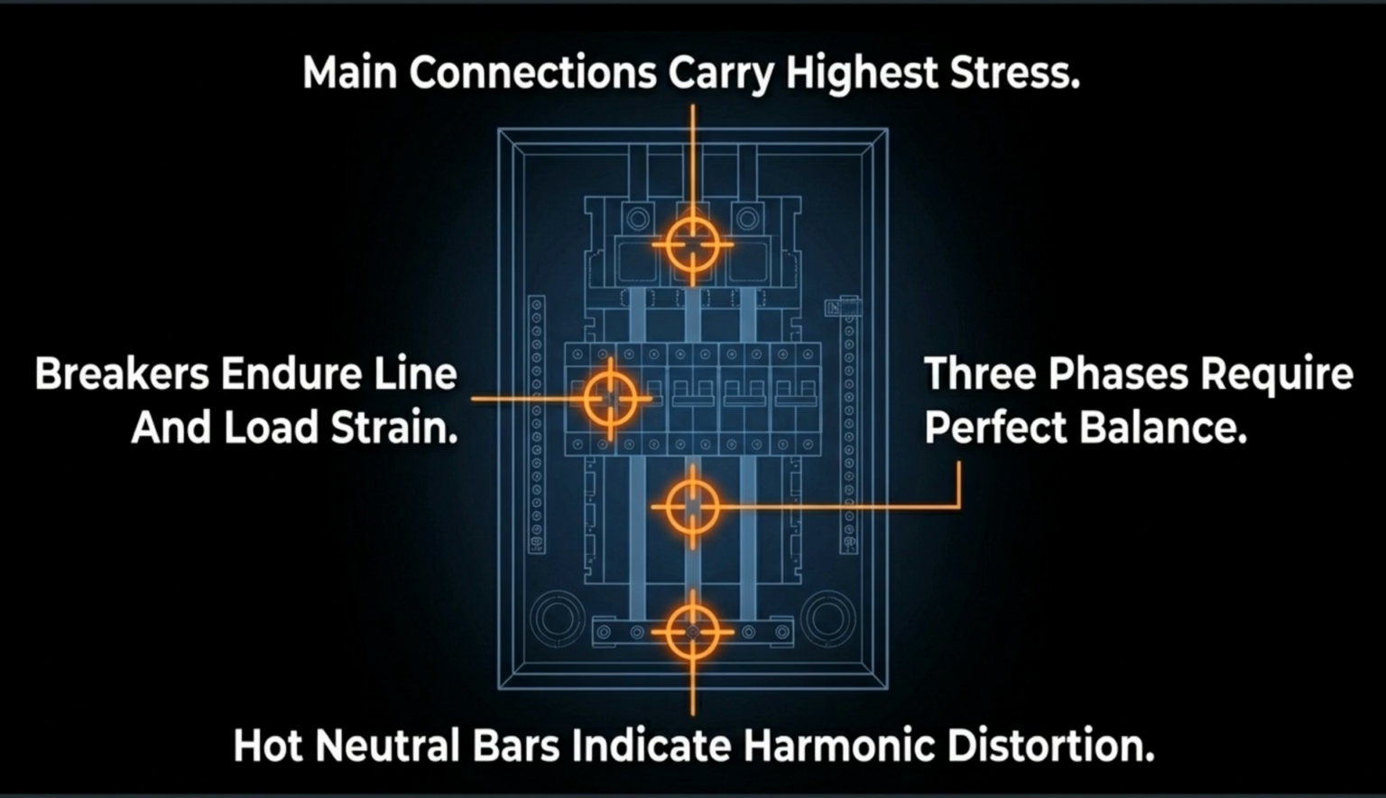Main connections carry the highest stress. Breakers endure line and load strain. Hot neutral bars may indicate harmonic distortion, and 3 phases require perfect thermal balance.